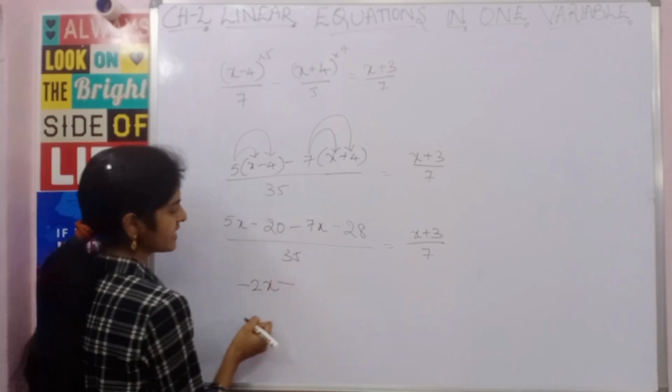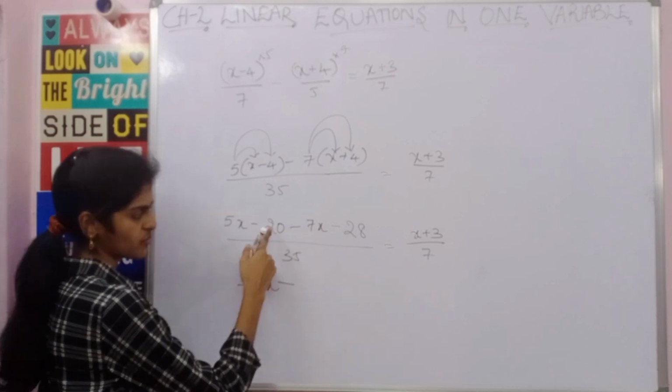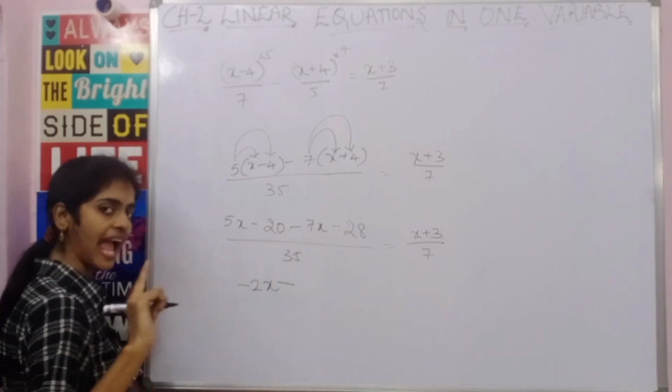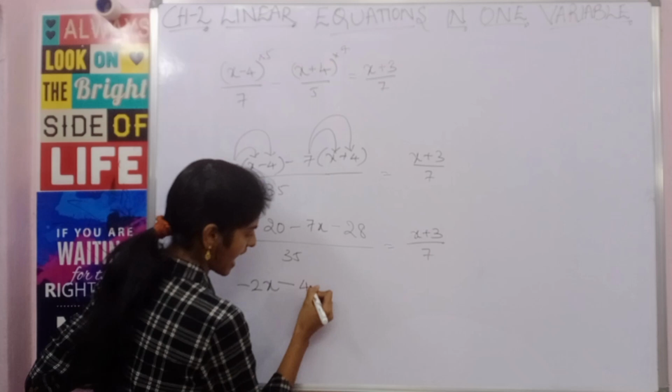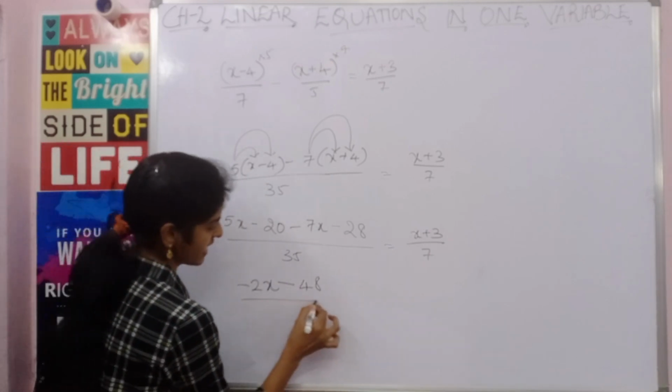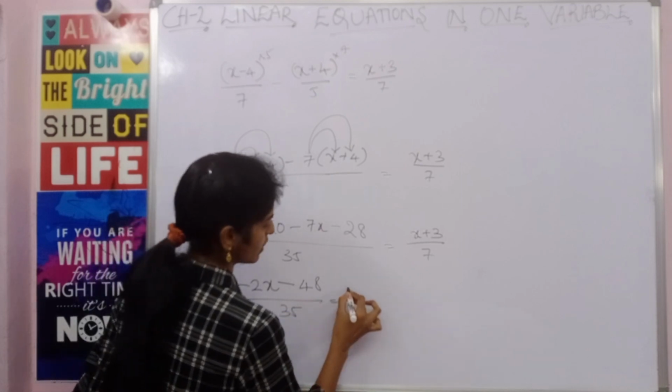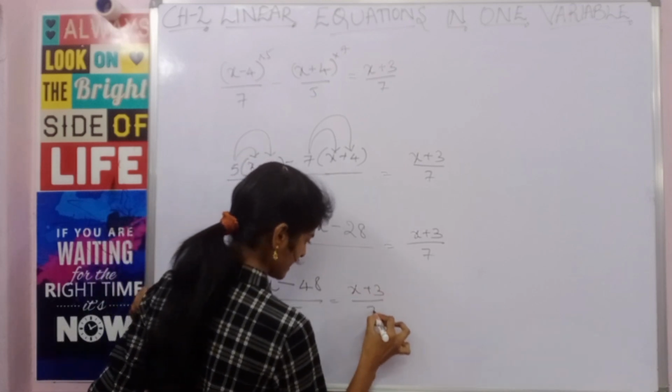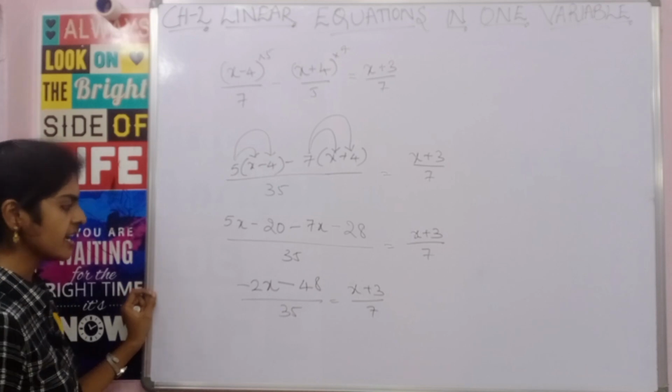Okay, minus, you have 20 and minus 28. Minus 20, minus 28, you will add both the negative integers and you'll write a minus sign before that. Okay, so it is minus 48, divided by 35 is equal to x plus 3 by 7. Clear? Now what shall we do?